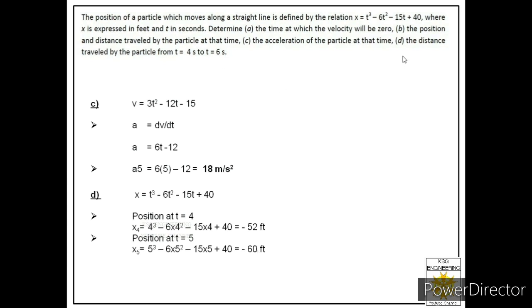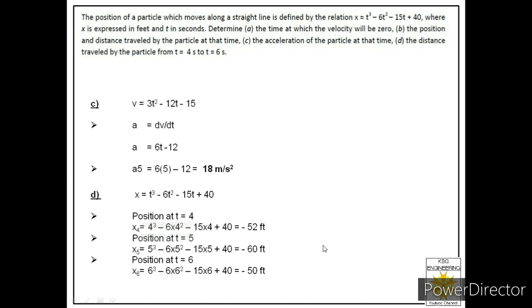But in this D part, we have to find the position of the particle at time equal to 6 seconds also. So for that, we have to put the value of t in this equation. So we will get x6, which is the position of the particle at time equal to 6 seconds. When you put this value in this equation, you will get x6 as minus 50 feet. So we have located the position of the particle at time equal to 4 seconds, 5 seconds, and 6 seconds. So now we have to find the distance traveled between that time.